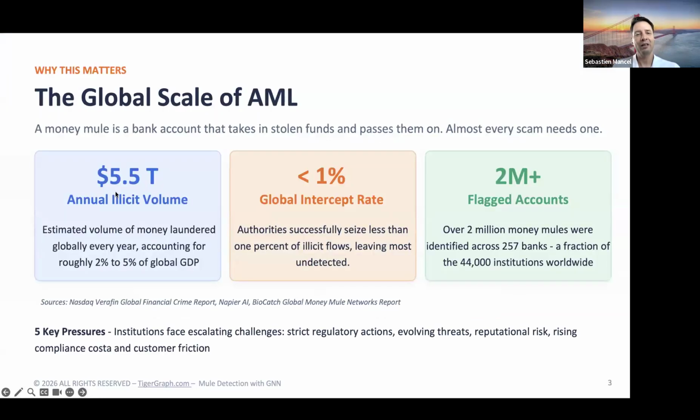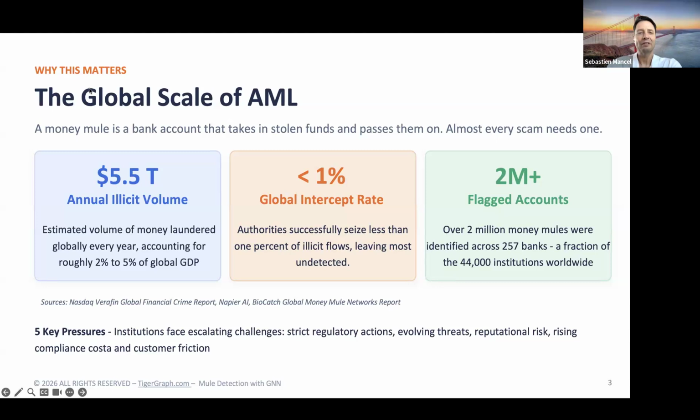To understand why mule detection matters, it helps to start with the scale of the problem. Money laundering is not a small, isolated issue. It represents $5.5 trillion in illicit volume every year. That's between 2 and 5% of global GDP. So that means a massive amount of criminal activity depends on the financial system to move, hide, and legitimize stolen funds. A key part of that activity is the money mule.